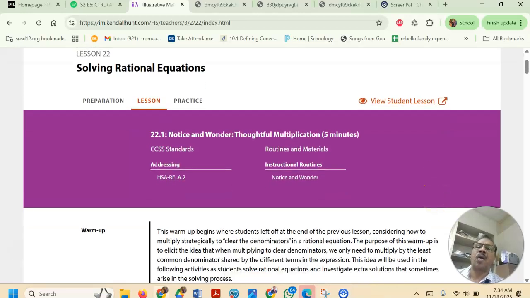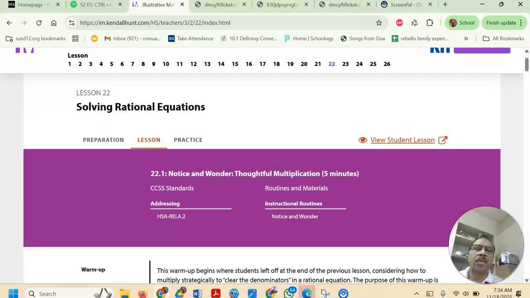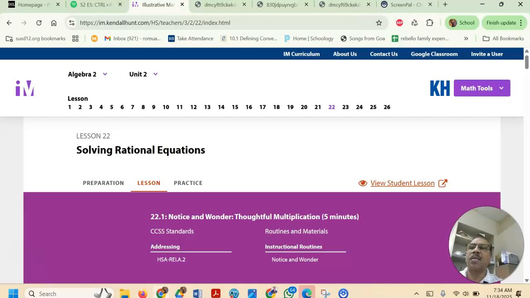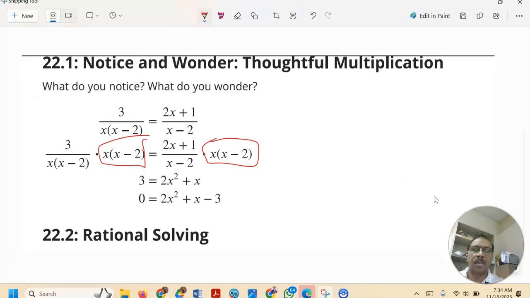Okay, so this lesson is solving rational equations. Lesson number 22, unit 2. If you see, the first part is: what do you see, what do you notice, and what do you wonder.